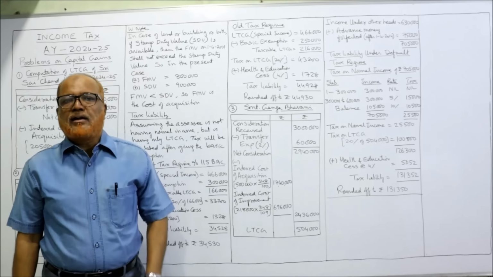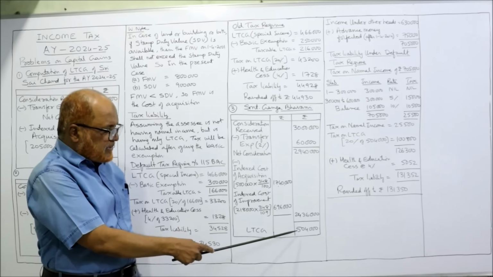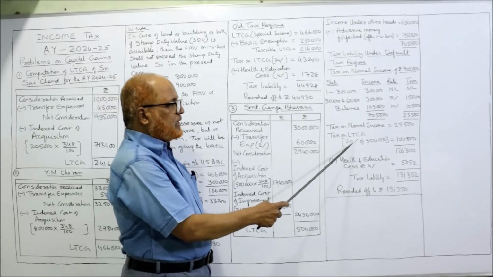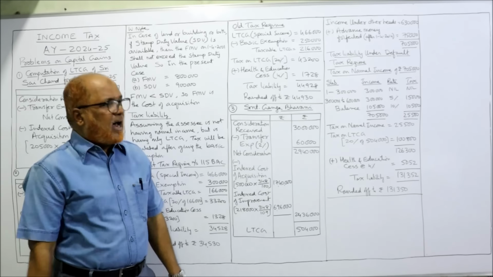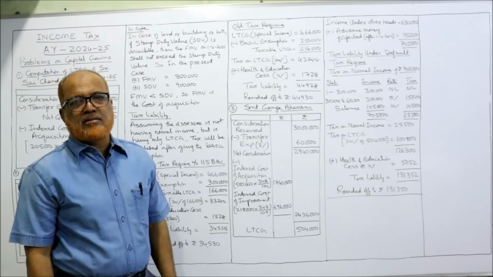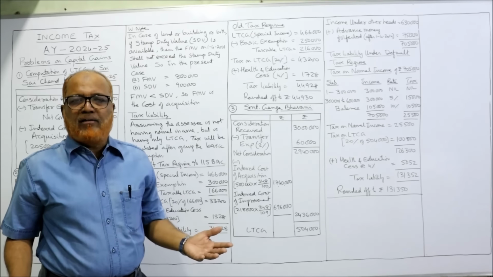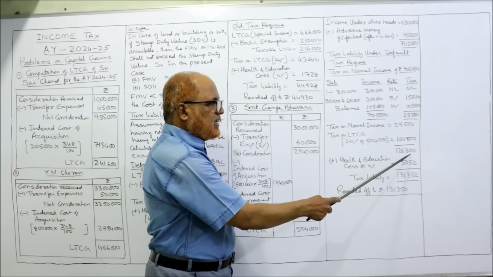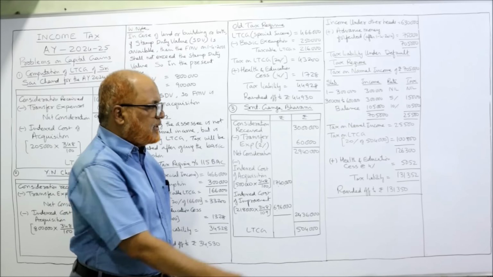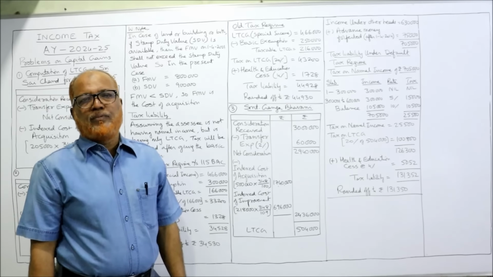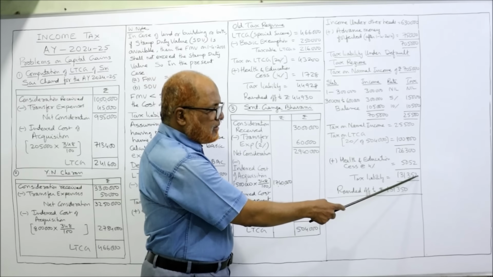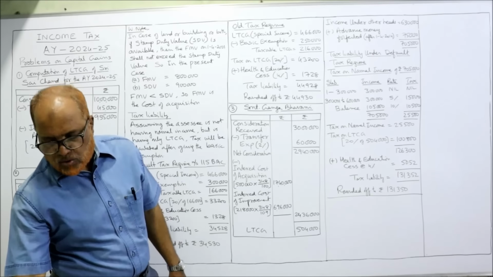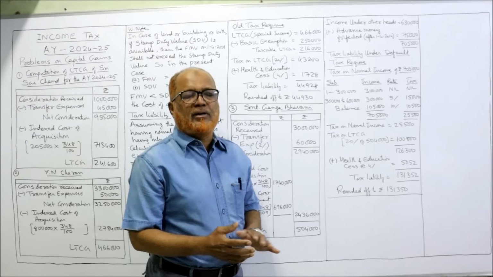To this we add tax on LTCG. The long-term capital gain is 5,04,000. On 5,04,000, 20% flat rate. So 20% of 5,04,000, 1,00,800. Add up both, 1,26,300. Then health and education cess, that is a mandatory health and education cess of 4%. So 4% of 1,26,300, you will get 5,052. Add up, 1,31,352. Now we have to round it off. The last digit 2 is there, so leave it and make it 50. Instead of 52, make it 50. So 1,31,350. That is the rounded off tax liability.